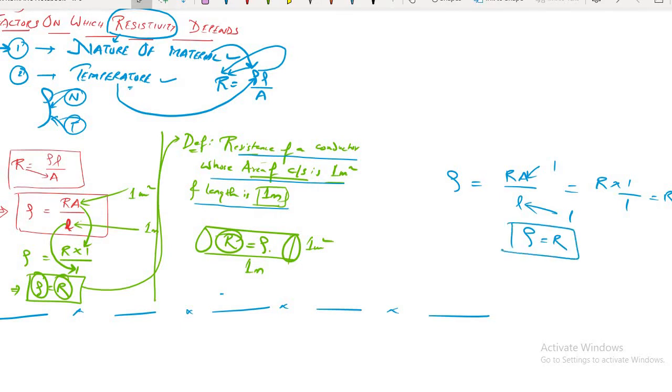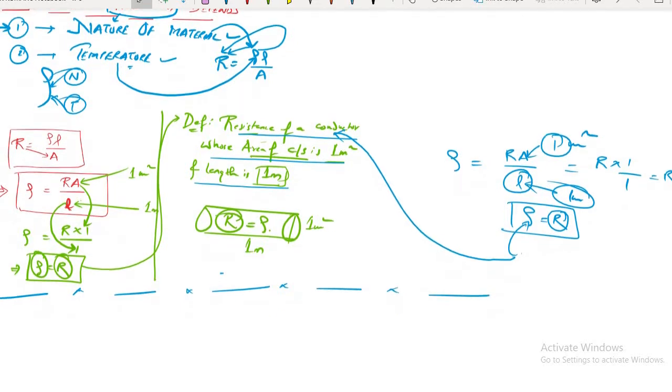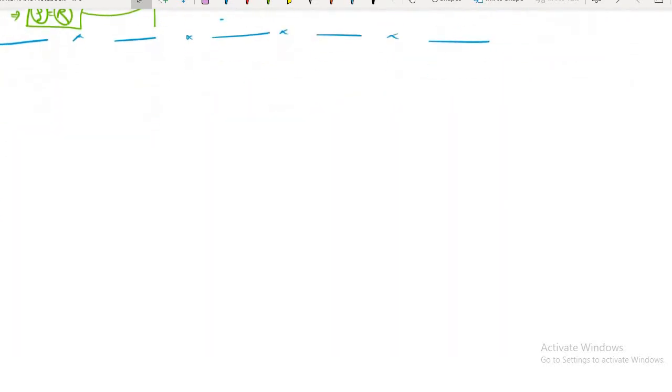So we have got rho is equal to R. Tell me yes or no? So resistivity means what? Resistivity is the resistance of a conductor whose area of cross section is 1 meter square and whose length is 1 meter. Tell me, have you understood or not? Resistivity depends on two factors. Number one is nature of material and number two is temperature. Alright?